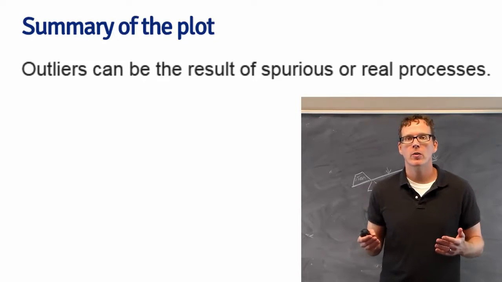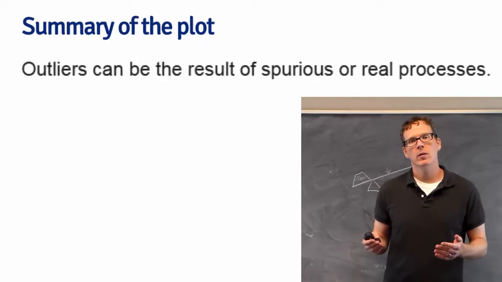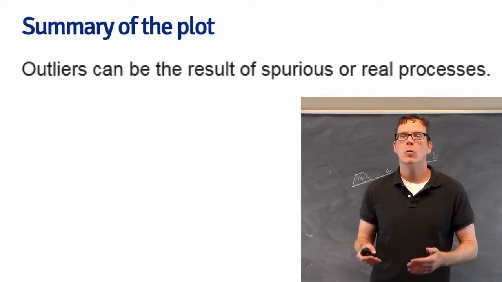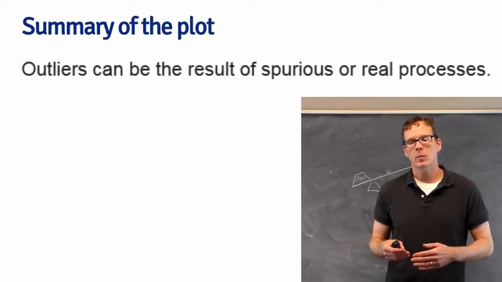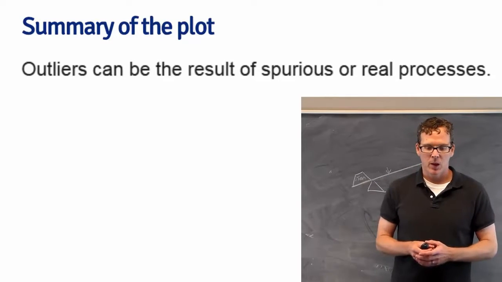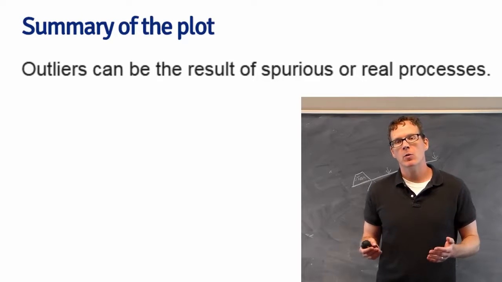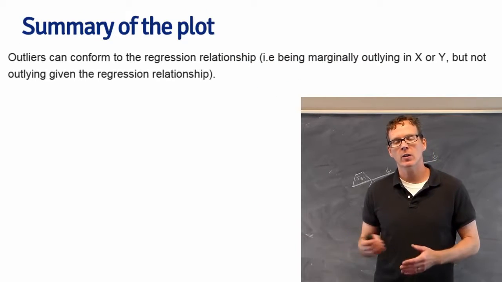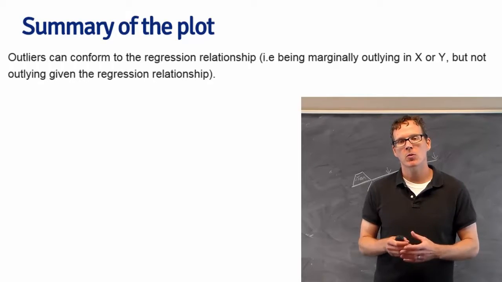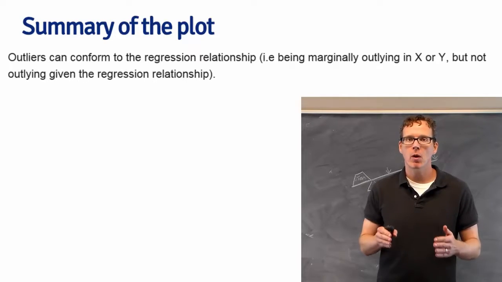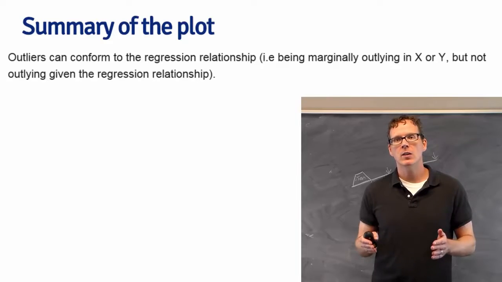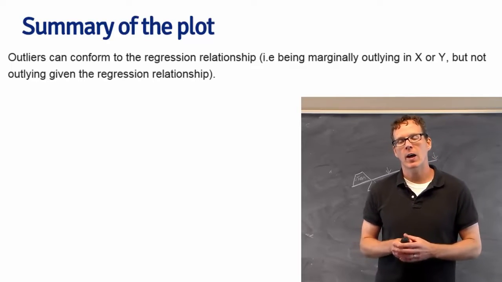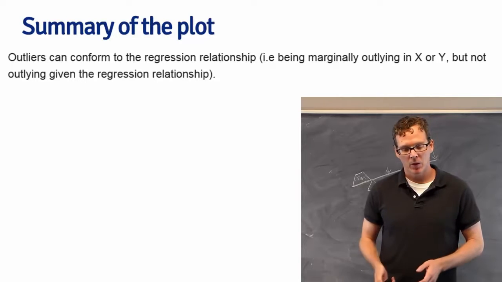Obviously, if it's a spurious process, we want to remove that point from our fitted model. And if it's part of a real process, we don't want to get rid of a point and pretend like it never happened. And we talked about last time with a picture that outliers can conform to the regression relationship or they cannot conform to the regression relationship. And there's various ways we can poke and prod at outliers to ascertain how much influence they have, how much potential influence they have.